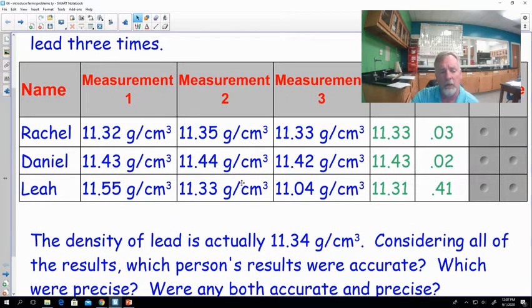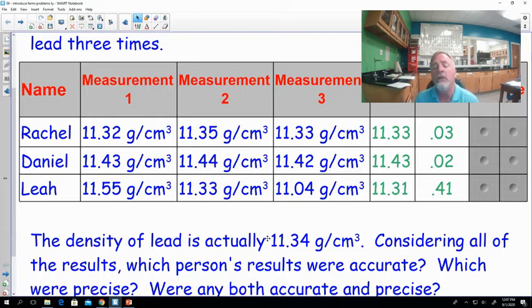So here I've got the data table. And I'm going to tell you that the actual density of lead is 11.34 grams per cubic centimeter. That's our accepted value. That's the expected value for the density of lead. So looking at our results, which ones were accurate, which ones are precise, which ones are both?